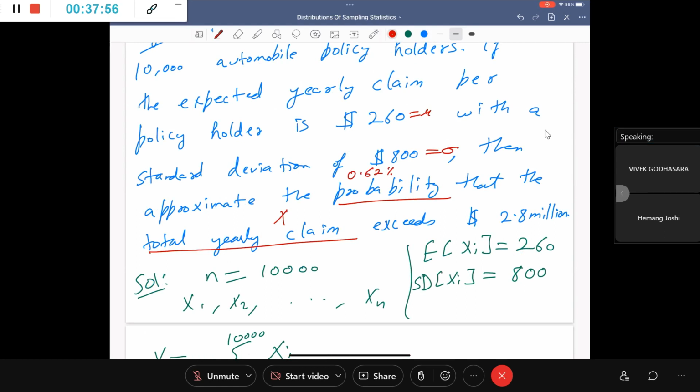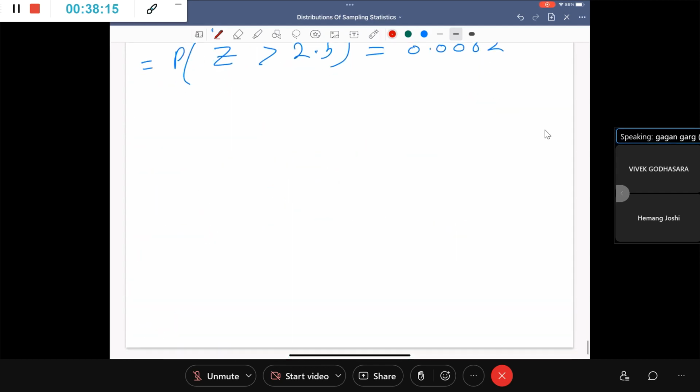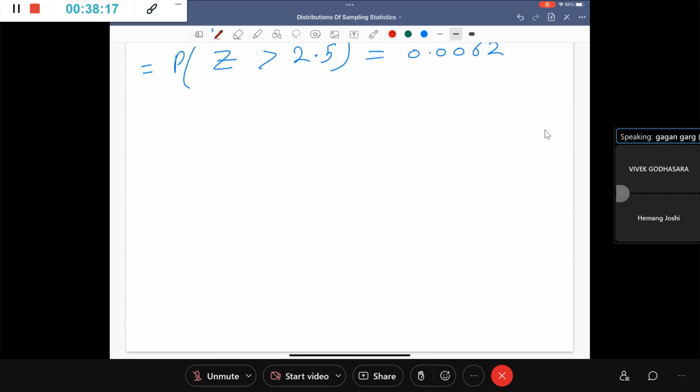So it's a very low number, a very unlikely event. So they could probably assume that the total yearly claim is about $2.8 million, and based on this, they can do the other calculations and figure out how much premium to charge. They'll also have a good idea of how much profit they can make.